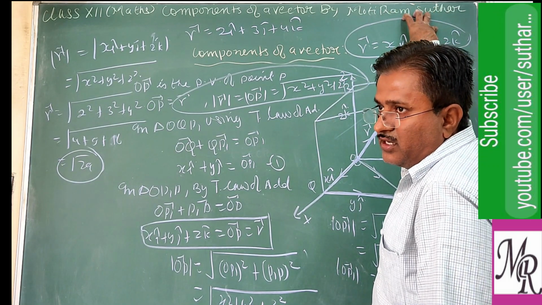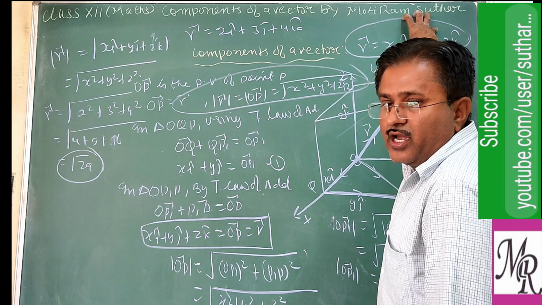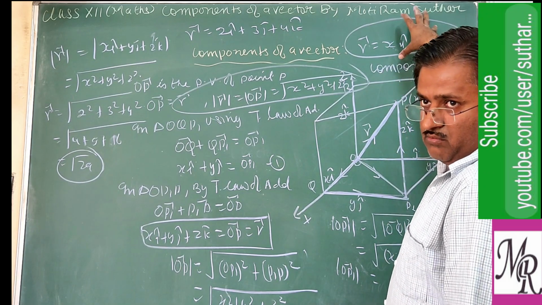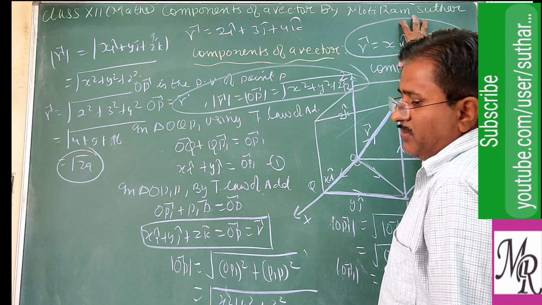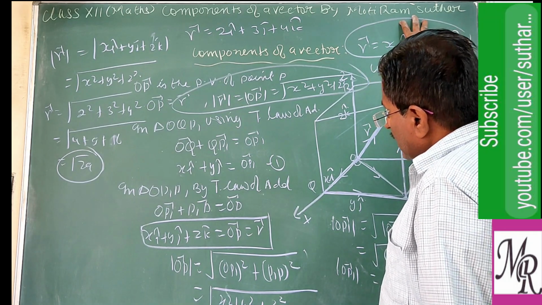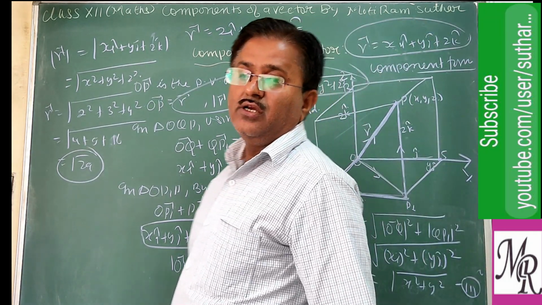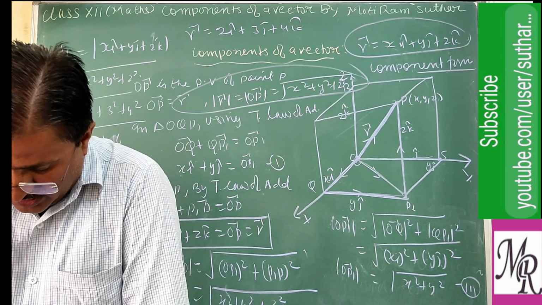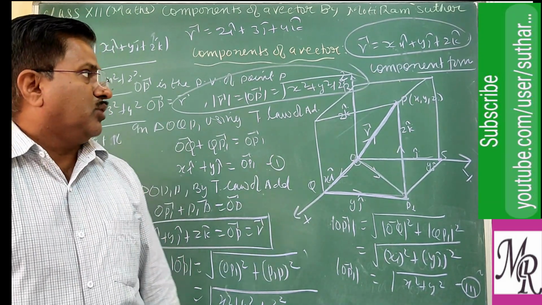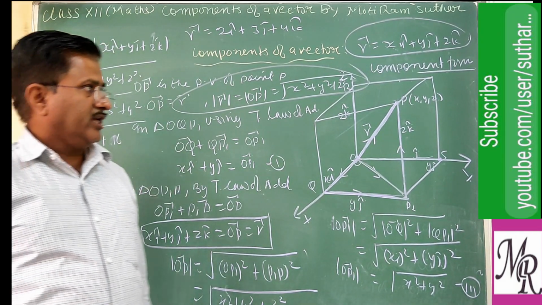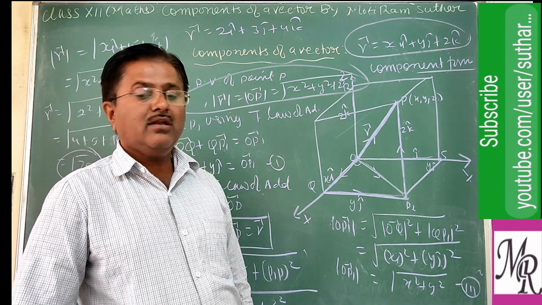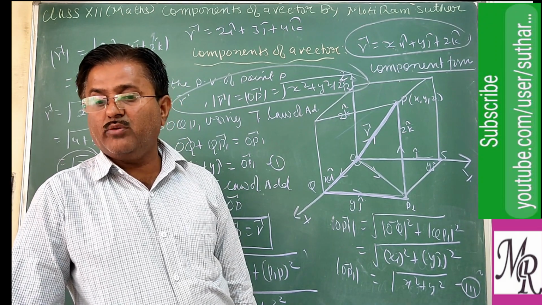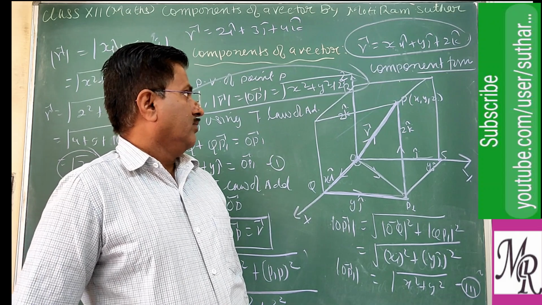So in this way, dear student, one can write the vector in component form, and after finding the vector in component form, one can find the modulus or magnitude of the vector. In the next video we will see how to find the direction of this vector, or direction ratio or direction cosine.